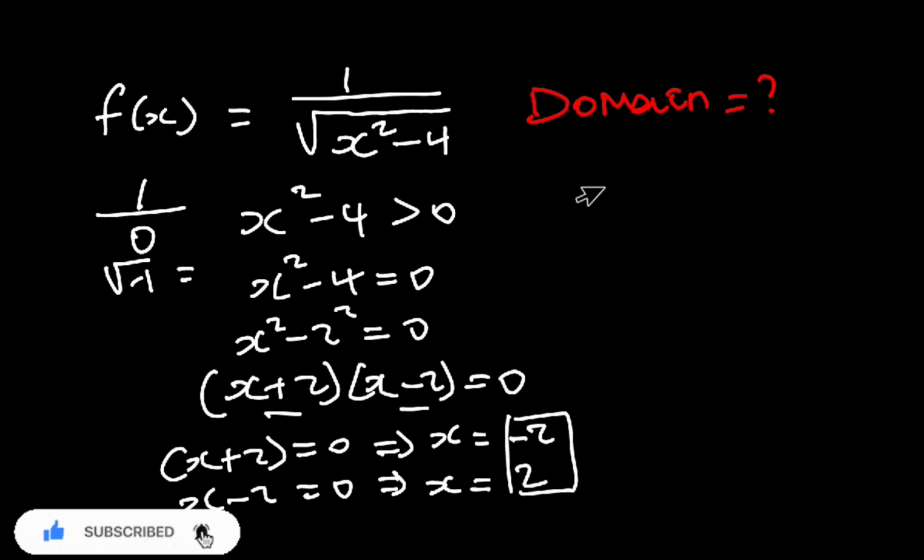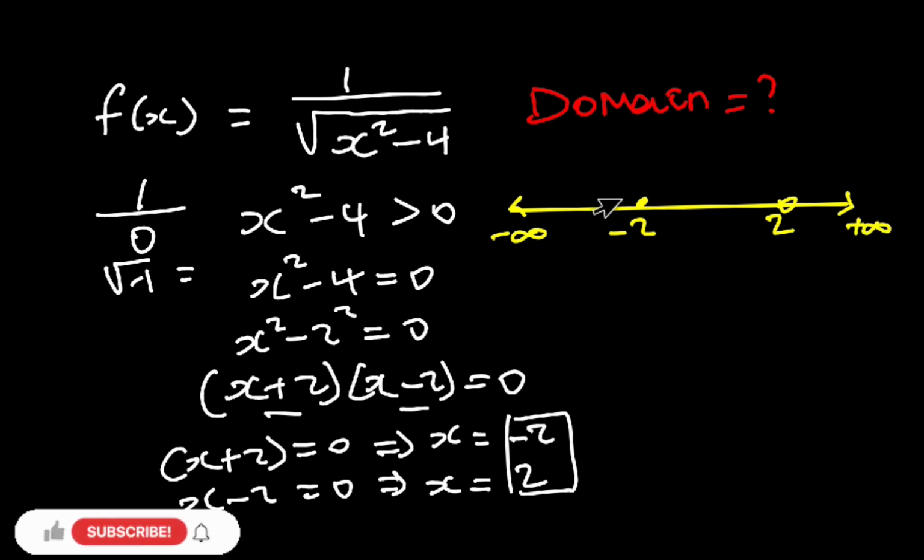And then let's draw our number line so that we can see it clearly. So we have negative 2 here, we have positive 2 here, then we have negative infinity and positive infinity. We're going to test each of these regions to know the one that satisfies this inequality. Now, to test this region, we're going to choose a number between negative infinity and negative 2. So let's choose negative 10.